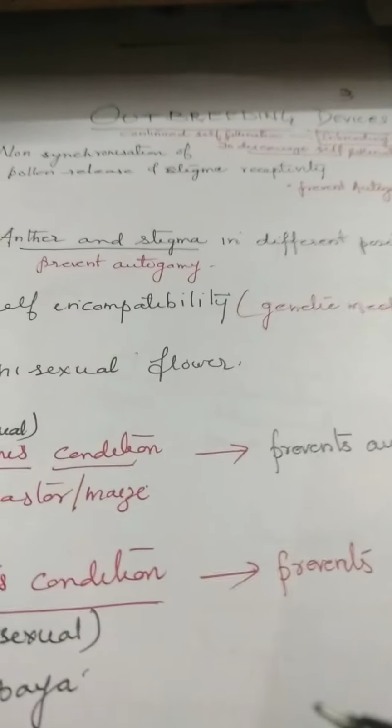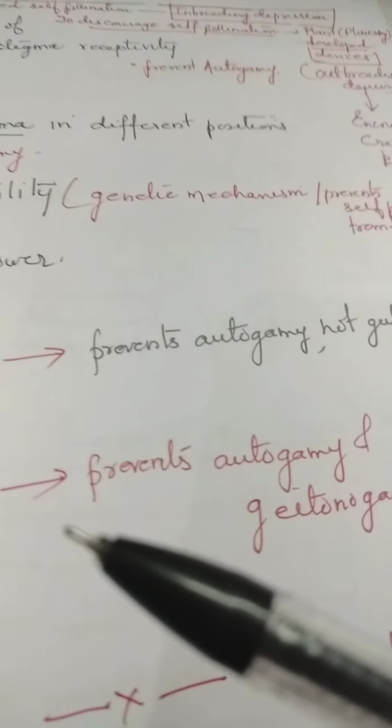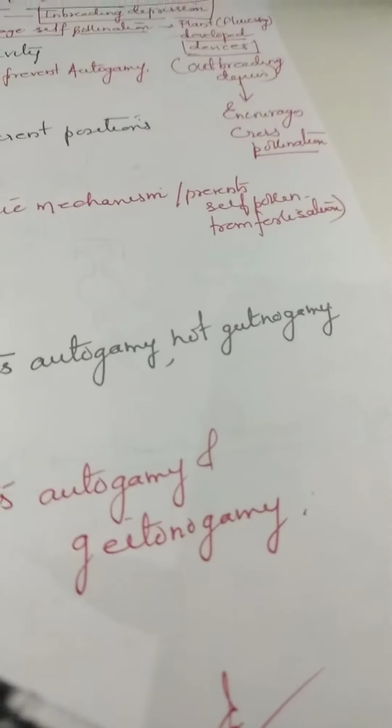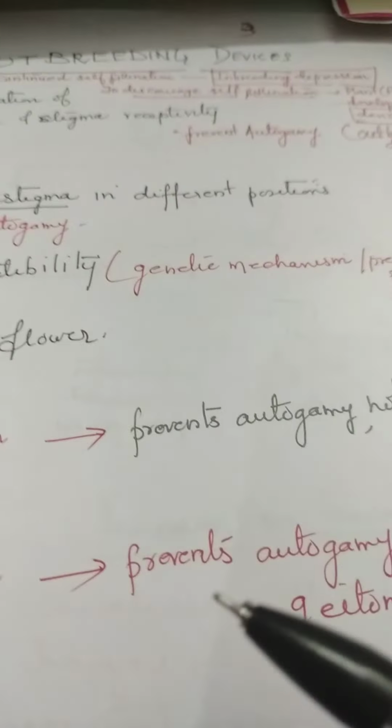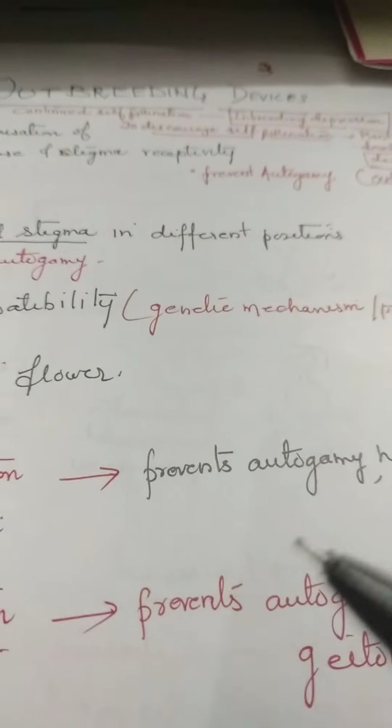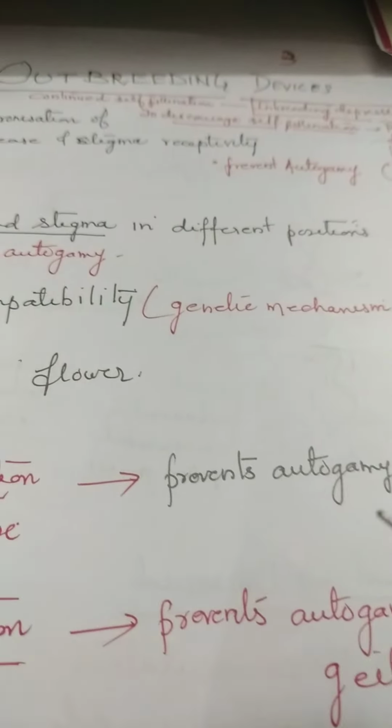So these are some of the outbreeding devices which the flowering plants have devised to carry out the cross-pollination. So they will come across better varieties and that will lead to the evolution of the species.